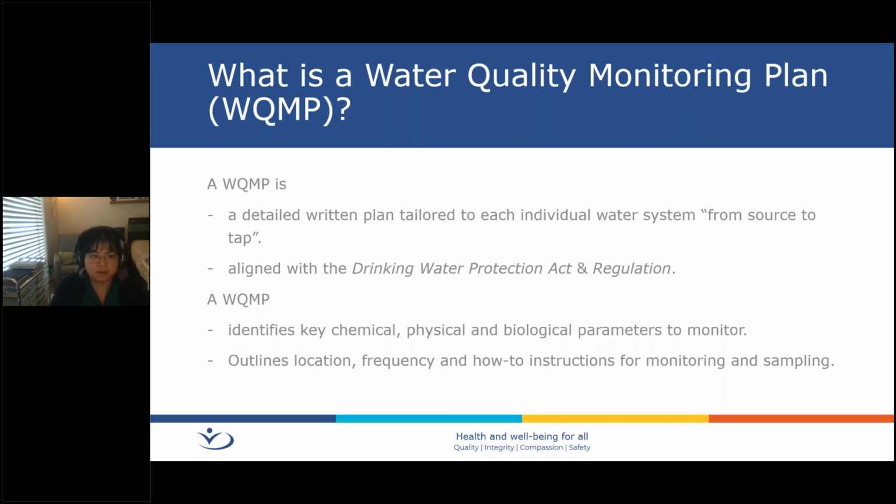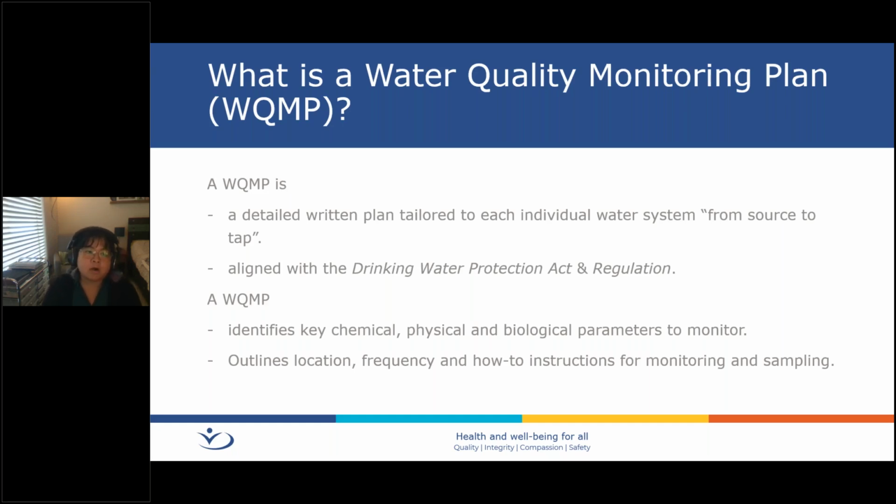So if you have a baseline comprehensive chemical and physical analysis of your source water, together with the appropriate information and treatment protocol, you and your drinking water officer should be able to establish a monitoring plan that matches the water system needs based on this information. Also, the plan outlines the location, frequency, and how-to instructions for monitoring as well as sampling.